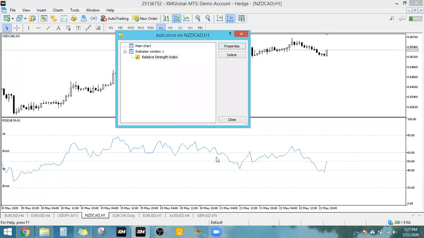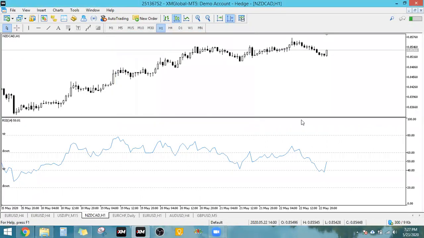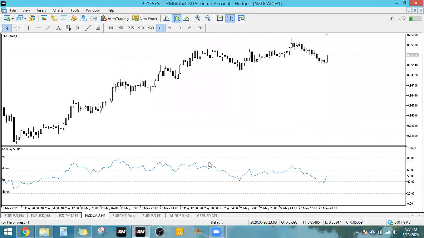Ayan. So, meron tayong 50 sa gitna. No? Okay. So, ano ba yung ginagawa ng RSI? What does the relative strength index indicator do?